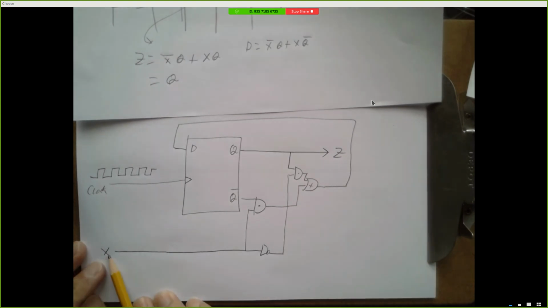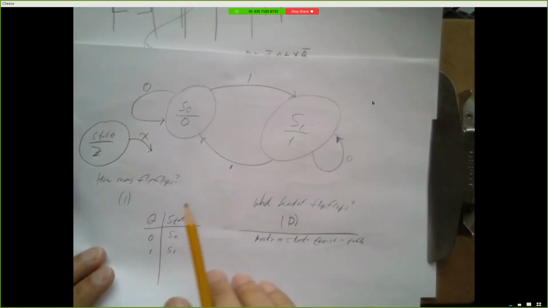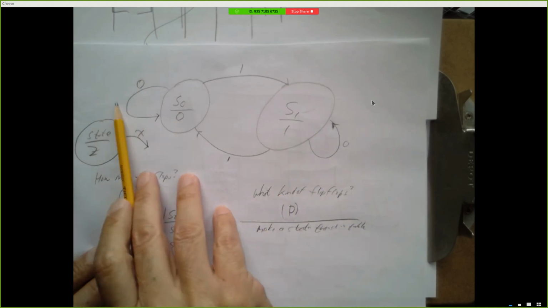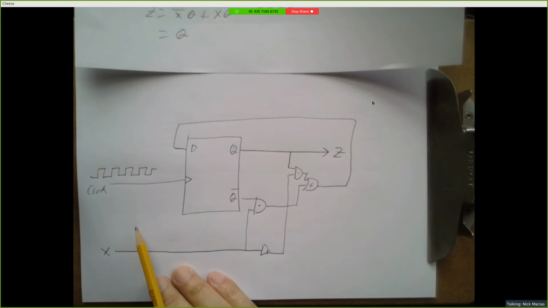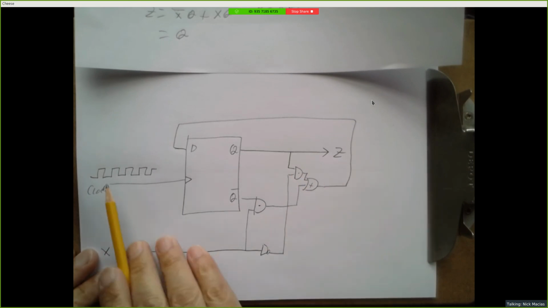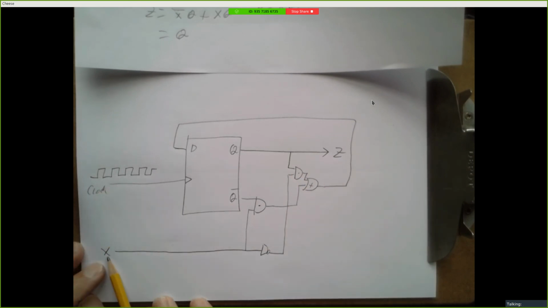And when I bring X back to 0, whatever state I happen to be in, I will stay in that state. So this is a circuit that will toggle my output every other time the clock ticks, as long as my input's 1. And when my input is 0, the output will just be stable.